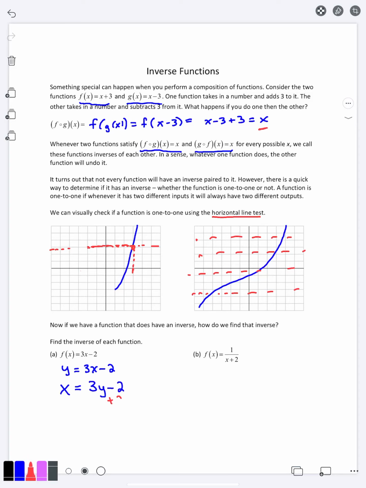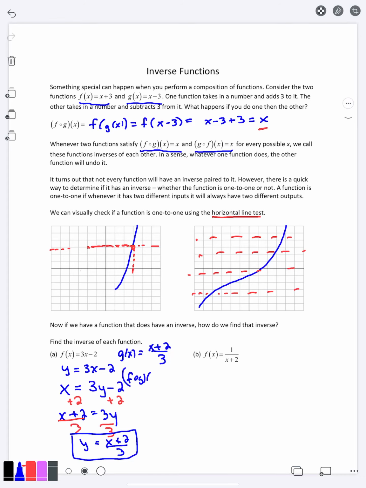Then we're going to go ahead and solve for y. And then once we divide here, we get y is x plus 2 over 3. And this would be your inverse function. And you can check: if you were to call that g of x, say g of x is x plus 2 over 3, and you were to do f circle g, it's going to work out back to x. So that is in fact the inverse function there. And this is the same process you'll use for every one of these. You put your y equals, you switch your x and your y, and then you solve.